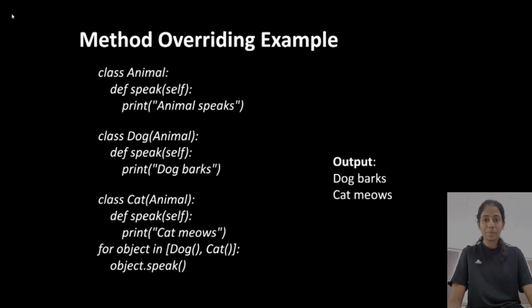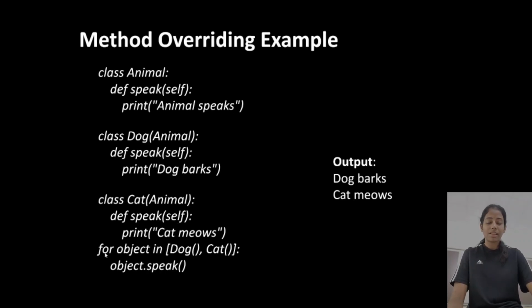Let us now discuss method overriding. Python fully supports this. This is when a subclass provides a specific implementation of a method that is already defined in the parent class. Let's discuss a code. Class Animal, def speak(self), print animal speaks. Class Dog(Animal). Here we are inheriting the properties of the Animal class into the Dog class. Def speak(self), print dog barks. Class Cat(Animal). Here also we are inheriting the properties of the Animal class into the Cat class. Def speak(self), print cat meows.